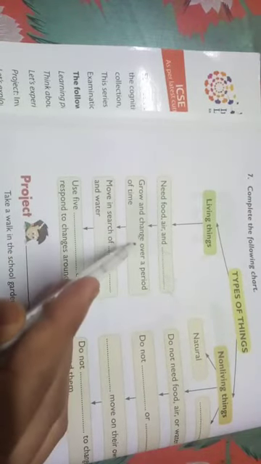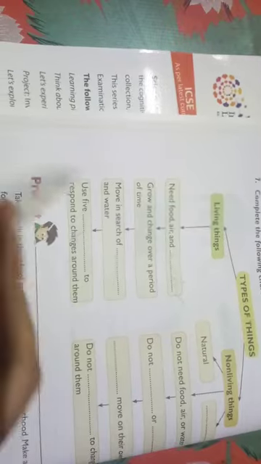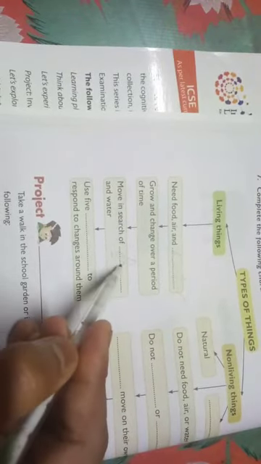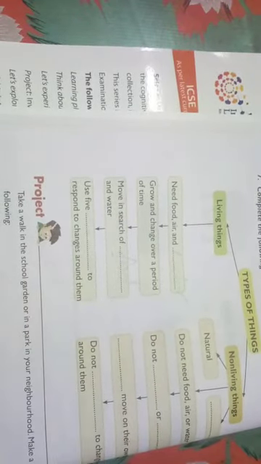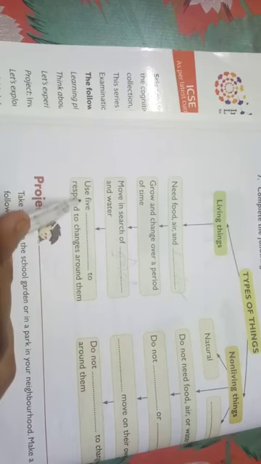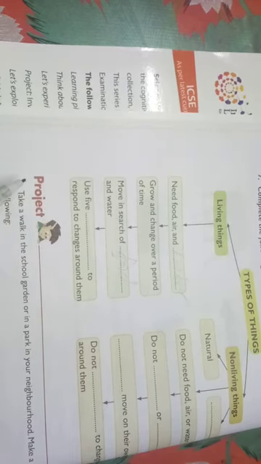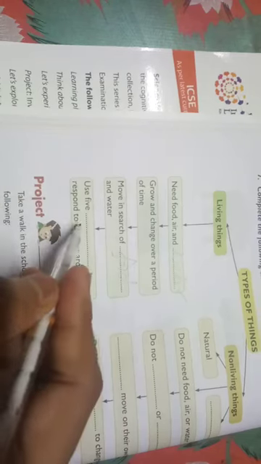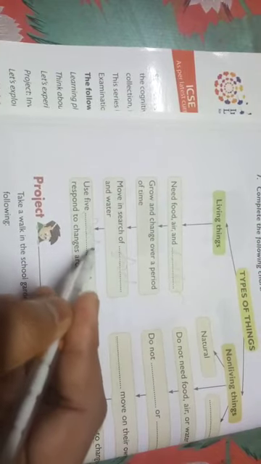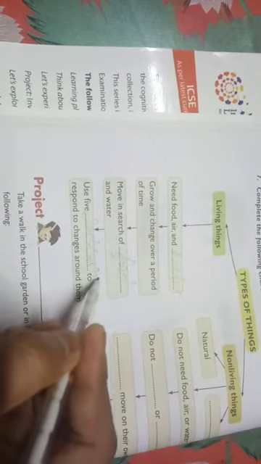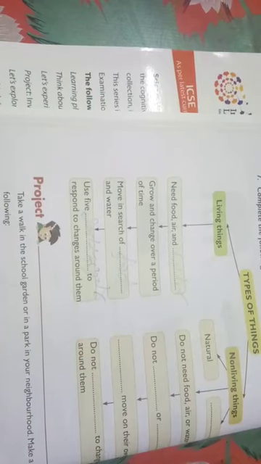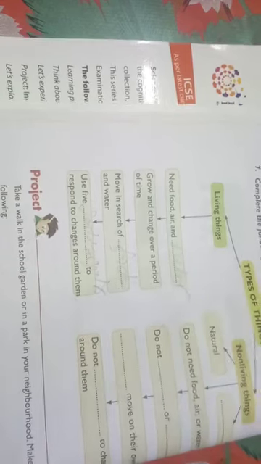Next, it grows and changes over a period of time. Move in search of food and water. Use 5 sense organs to respond to the changes around them. Here it will be your sense organs. We have 5 sense organs. With the help of those sense organs, we respond to the changes around us.